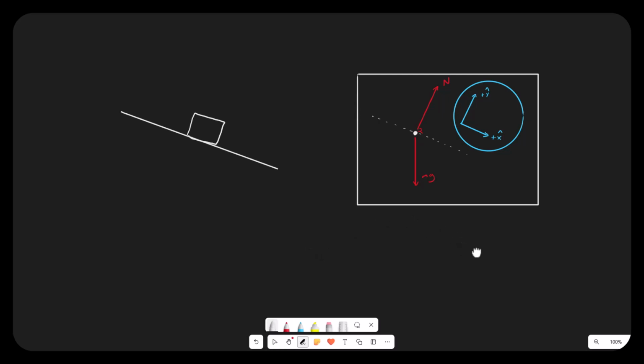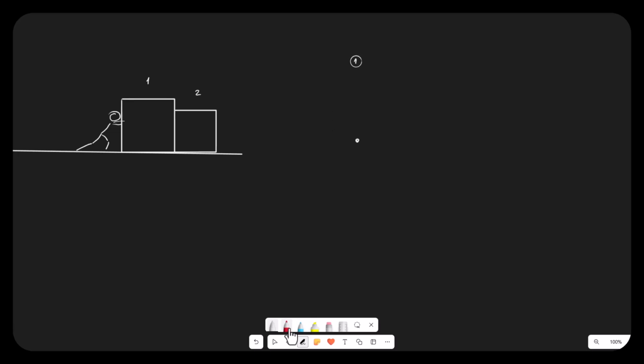I'm going to do one more. Here's a block. Here's another block. And I'm going to have a person pushing on this. Call this thing block 1, this thing block 2. A free body diagram for block 1 is going to look like this.